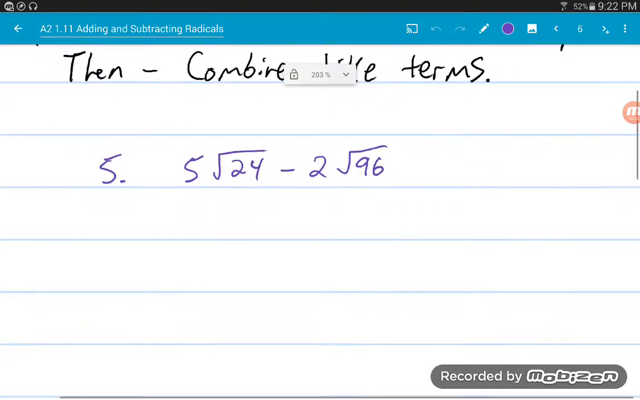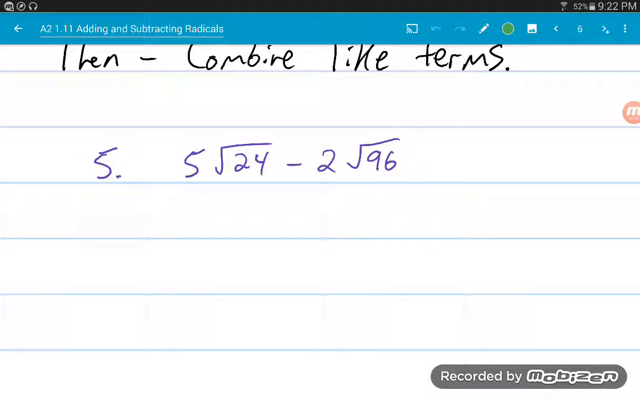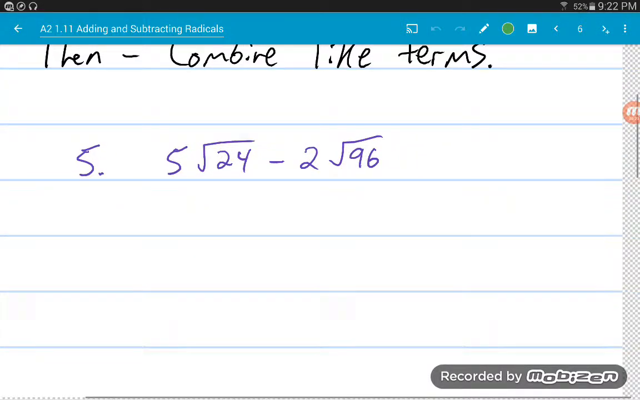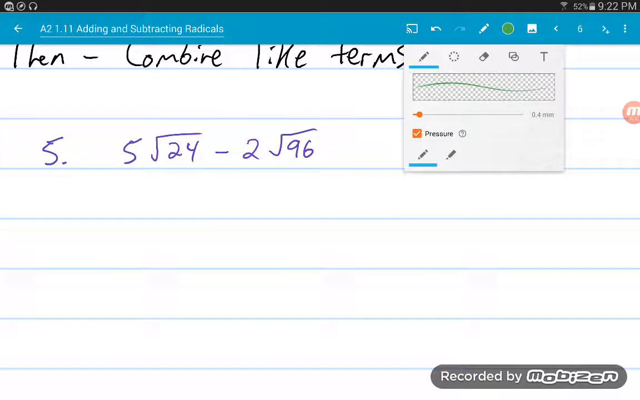5, is that there are two different types of roots. There are square roots and there are cube roots. These are square roots. Square roots look like this. A cube root would look like this, but with a little 3 there. We don't have a little 3 there, so we're talking about squares.